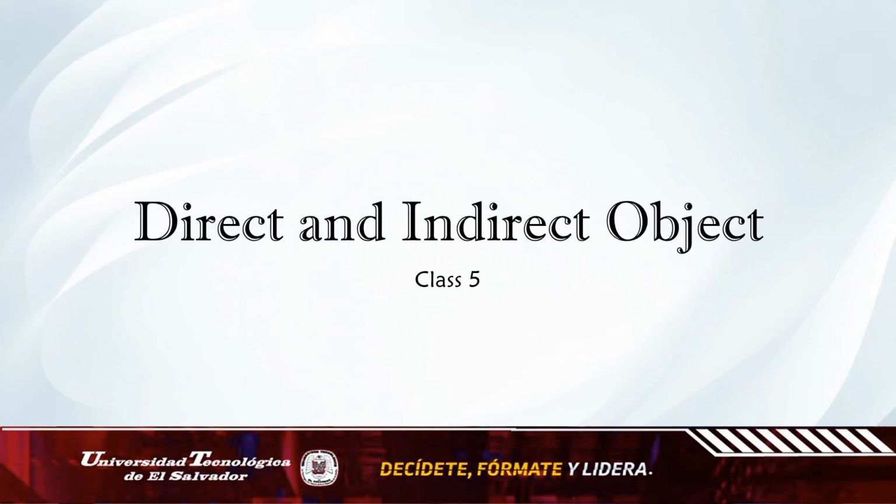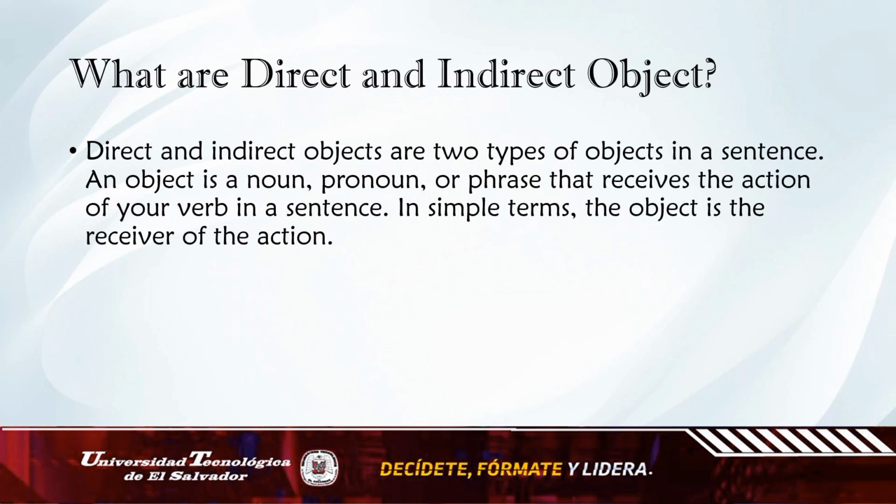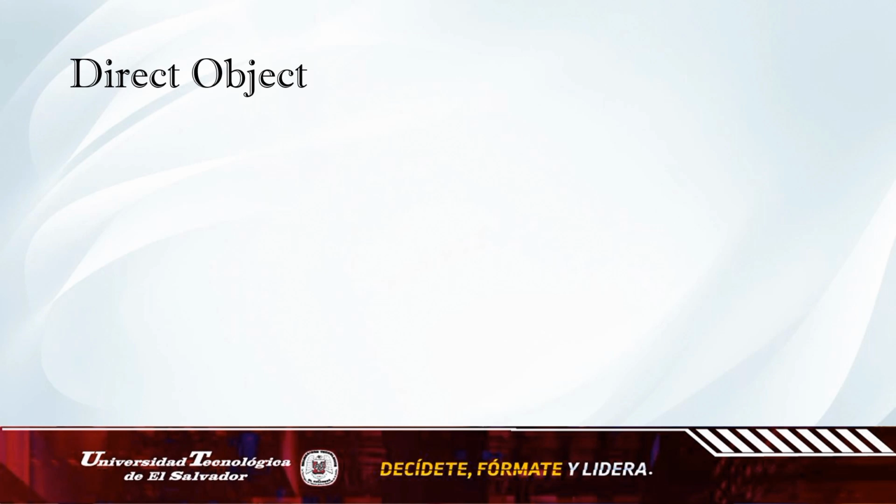Class 5, Direct and Indirect Object. Before we delve into the differences between direct and indirect objects, let us first define what they are. Direct and indirect objects are two types of objects in a sentence. An object is a noun, pronoun, or phrase that receives the action of your verb in a sentence. In simple terms, the object is the receiver of the action. Now we are going to start with the definitions.